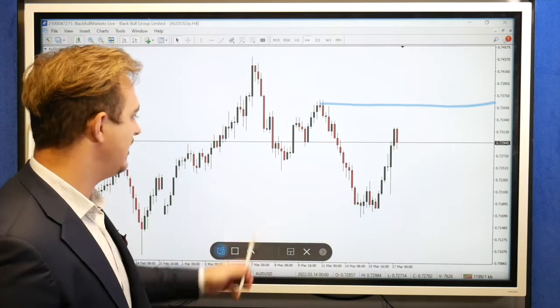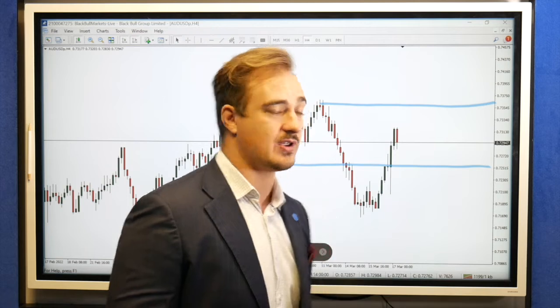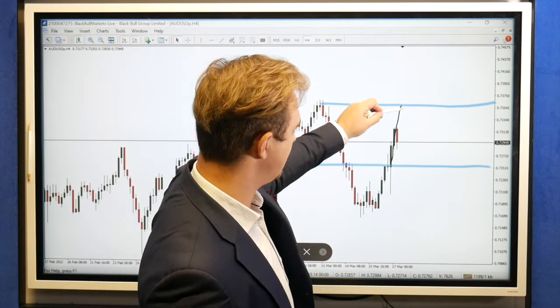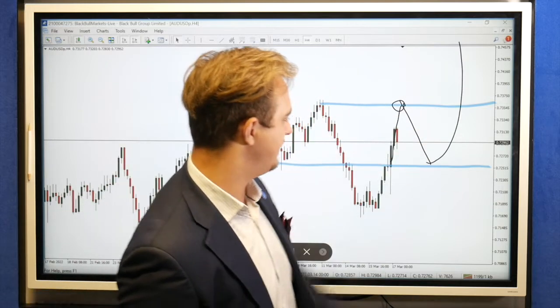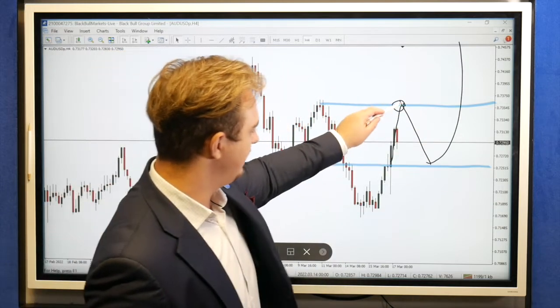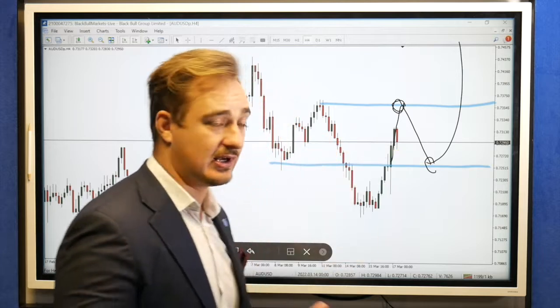Something that could happen as well, if we are going to continue further higher in the uptrend, we could look for the market to reject up on here, push back down, create a bit of a head and shoulders, and then look to push further higher. If we do reject up on here and reject down here, we could also look at a couple of options.